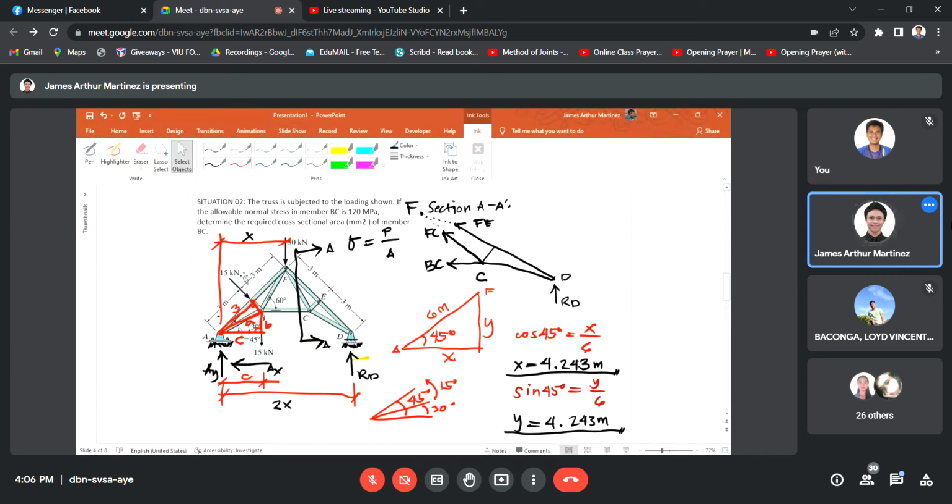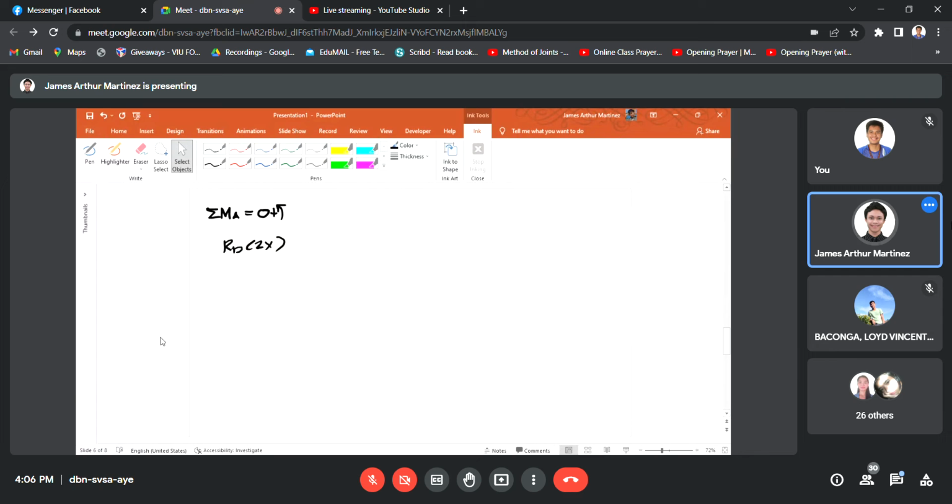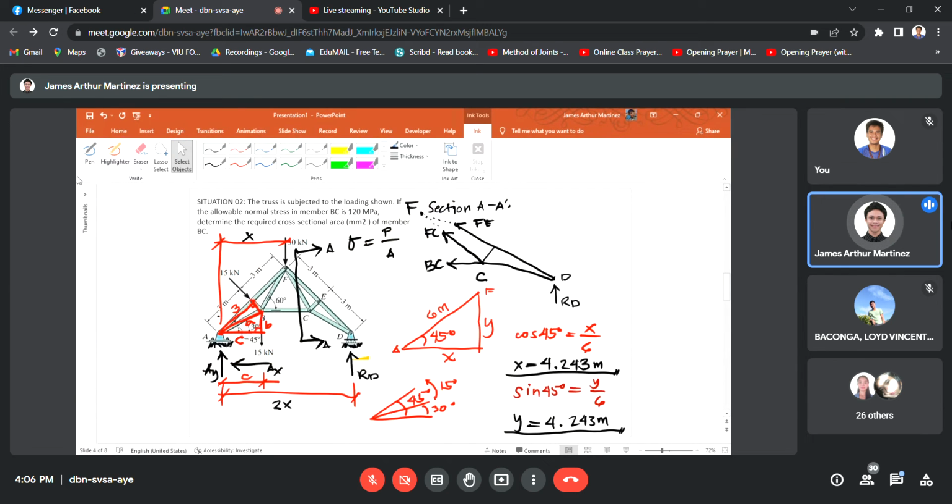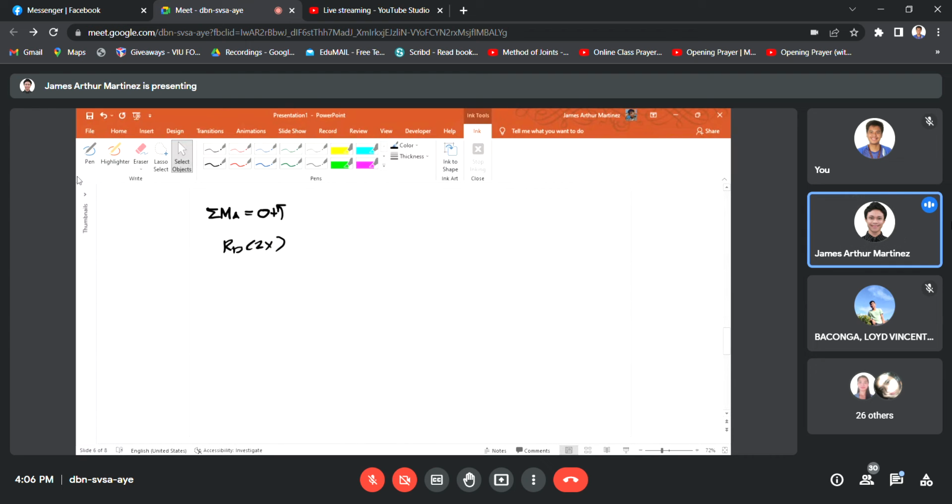Okay. So, kani, si 15 kilonewton, no? So, si 15 kilonewton times 3 meters, no? Iyahang moment arm. And 15 kilonewtons would cause clockwise rotation, di ba? With respect to point A. Therefore, that would be minus 15 times 3.